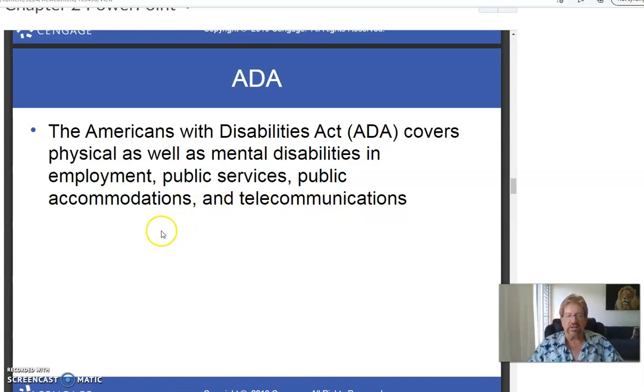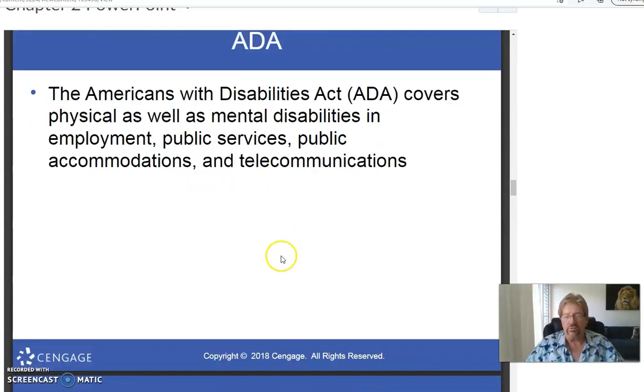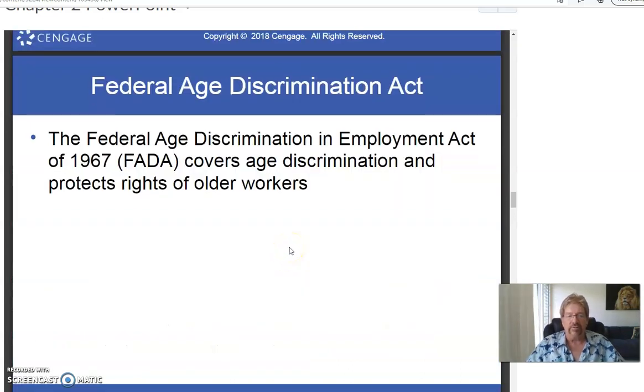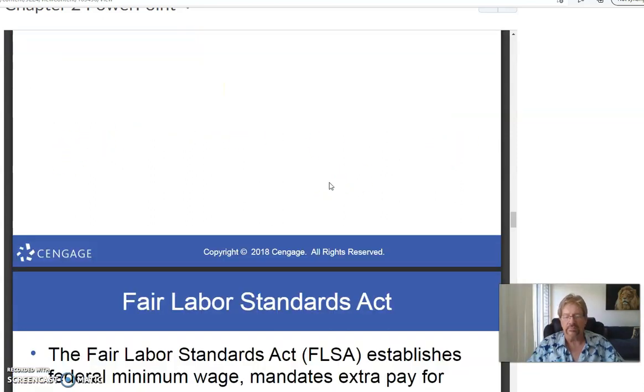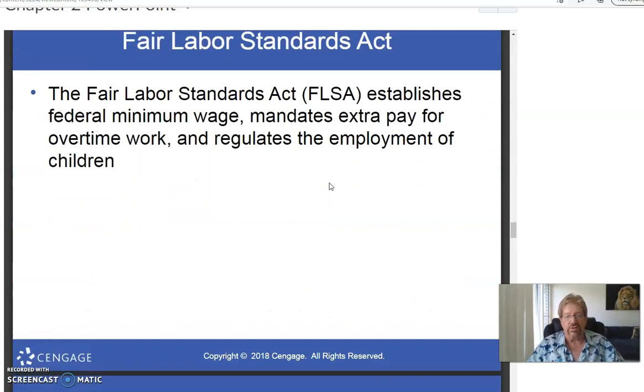ADA, this is important. The Americans with Disabilities Act covers physical as well as mental disabilities in employment, public services, public accommodations, and telecommunications. You can't discriminate against people for that, although I don't know, guys, if their impairment or disability precluded them from doing the job, then I would think you would be able to. The Federal Age Discrimination in Employment Act, 1967, covers age discrimination and protects rights of older workers. Technically, guys, you can't even ask a person when they're applying for a job how old they are. Equal Pay Act. The act was passed in 1963 to end the practice of paying women less than men for the same job. But I think it still goes on some.